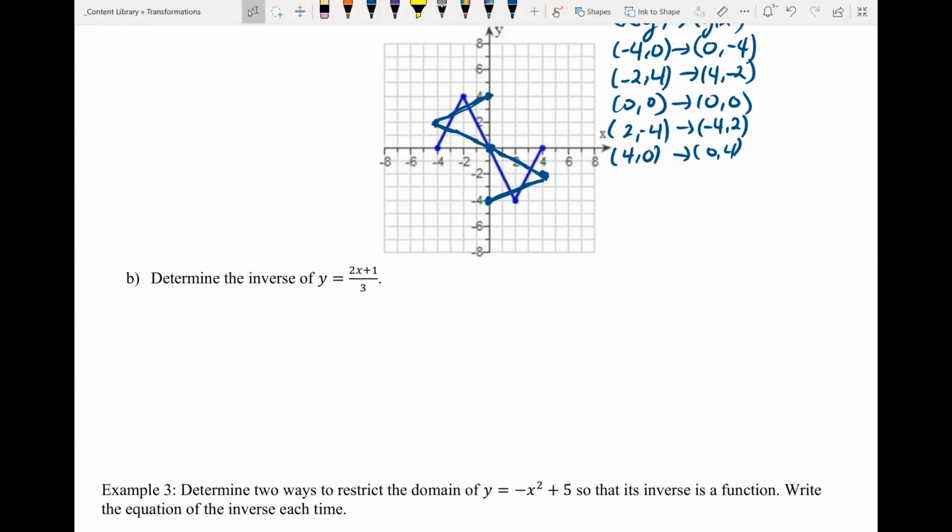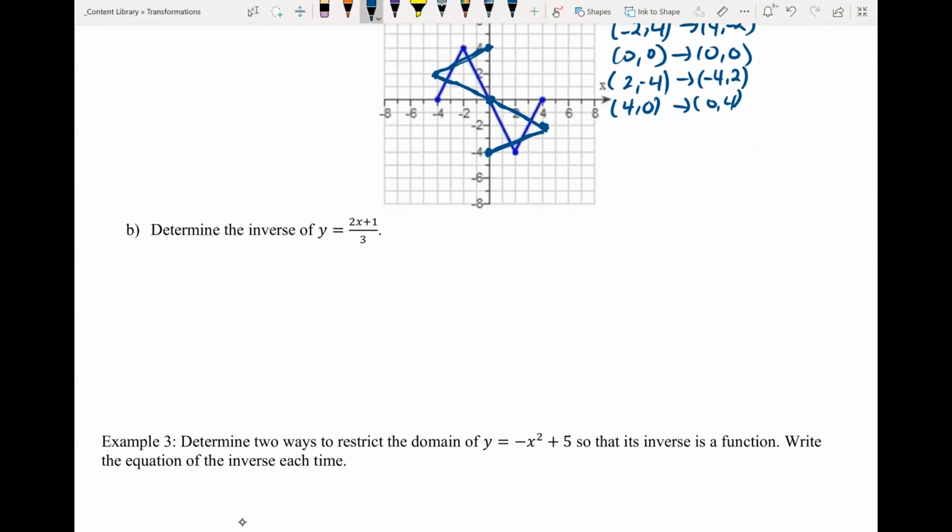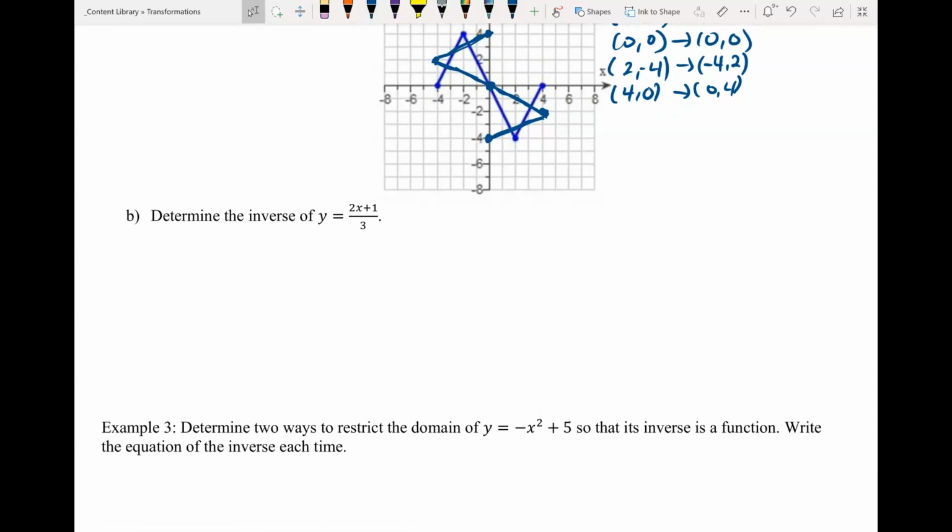Now we want to find the inverse of y equals (2x + 1) over 3. The first step is to let f of x be this, so that we can name that this is the inverse at the end. Then we're going to switch our x and y. So x is going to be (2y + 1) over 3.